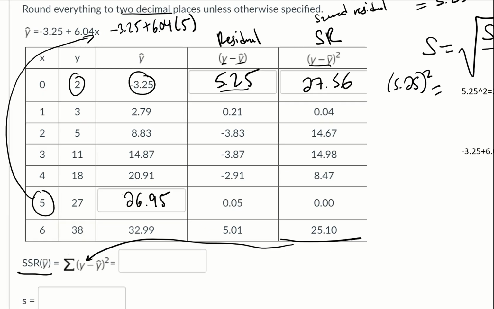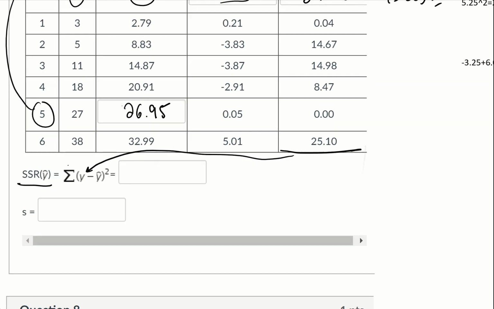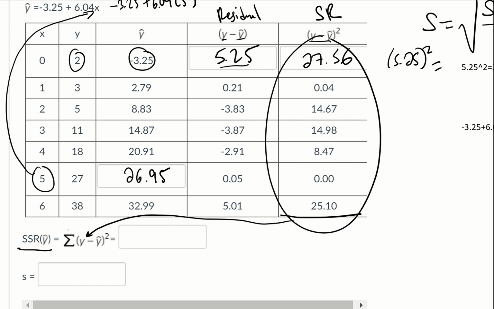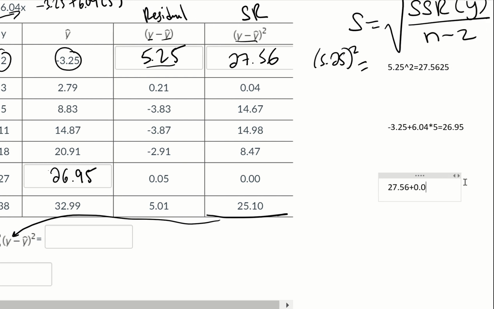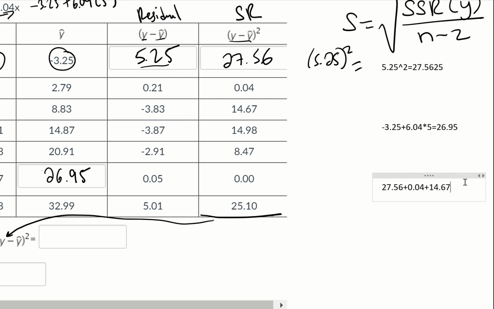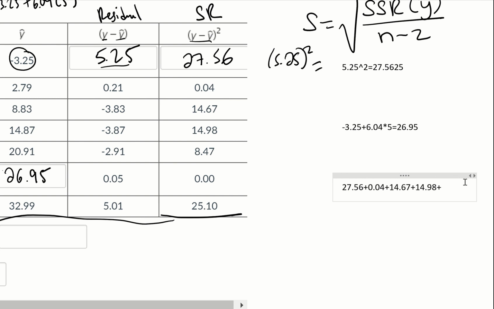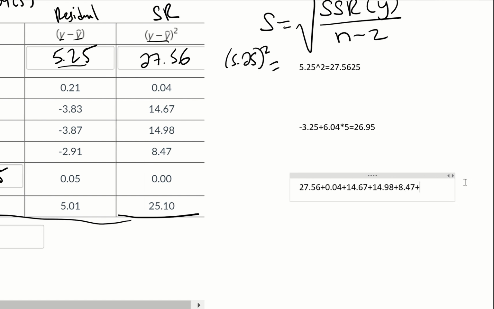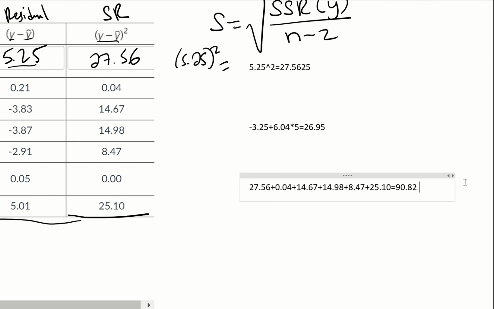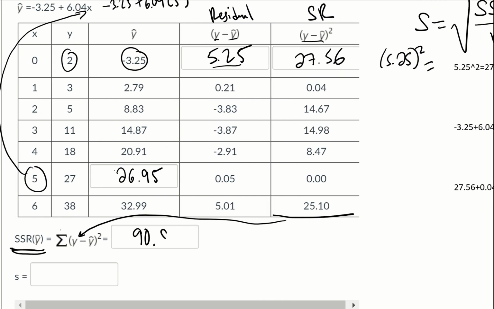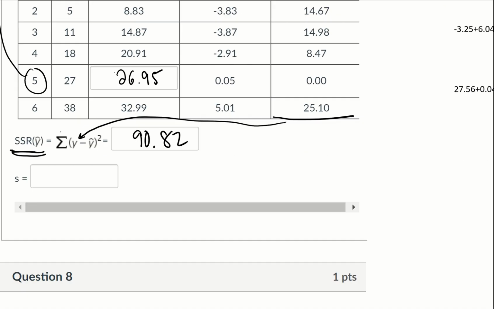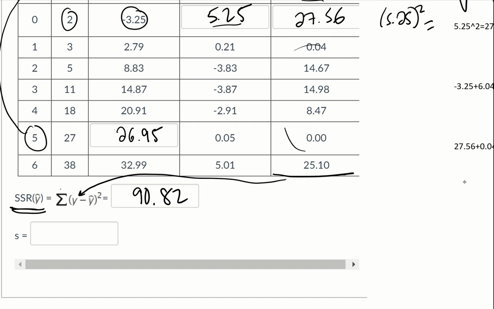All right, so now we got all the numbers here. Now we're going to total this column to get SSR. So we're going to add those numbers now. Do it on this calculator. We do that, we get 90.82. So this right here is 90.82. And so that's this total right here.